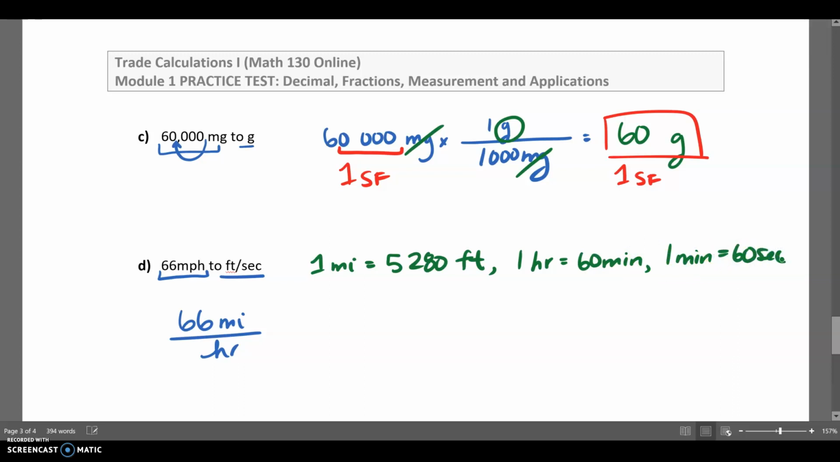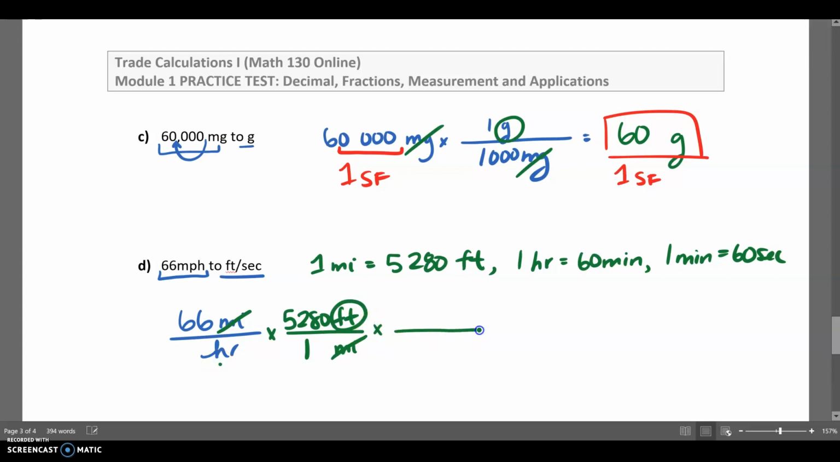I can set up a string of unit conversions now. First, I'll work on canceling out the units of miles. So miles will go on the bottom of my conversion fraction, and feet will go on the top. Putting in the values from the conversion factor, 5,280 feet in 1 mile. Units of miles cancel out. Doing this calculation would leave me with feet per hour.